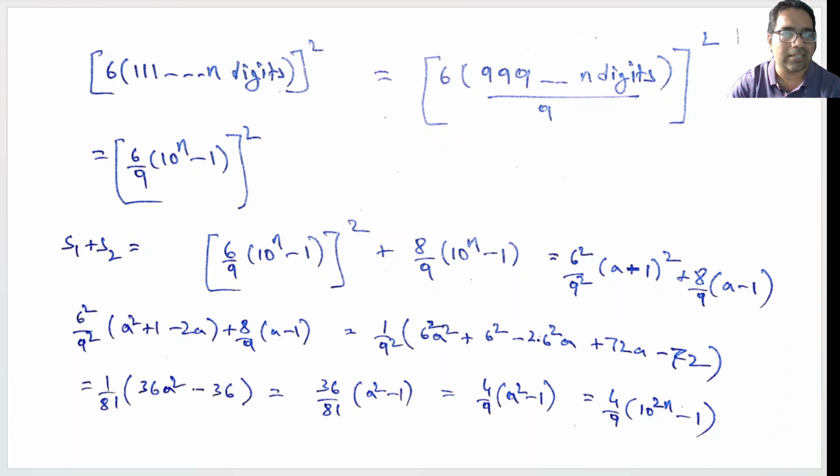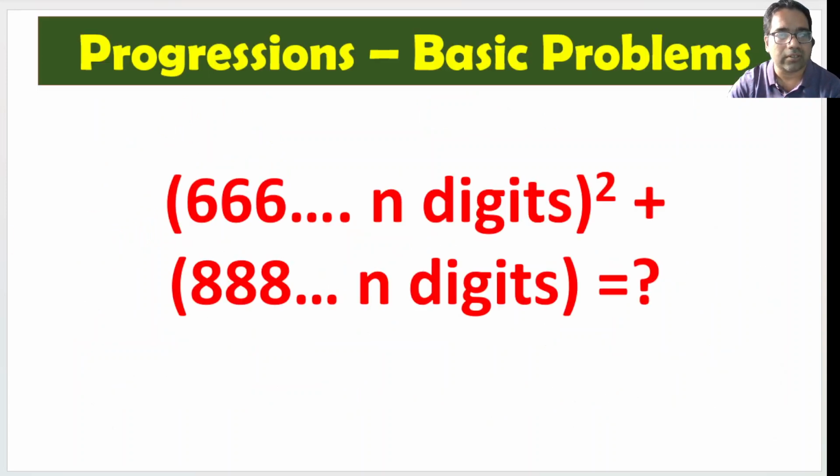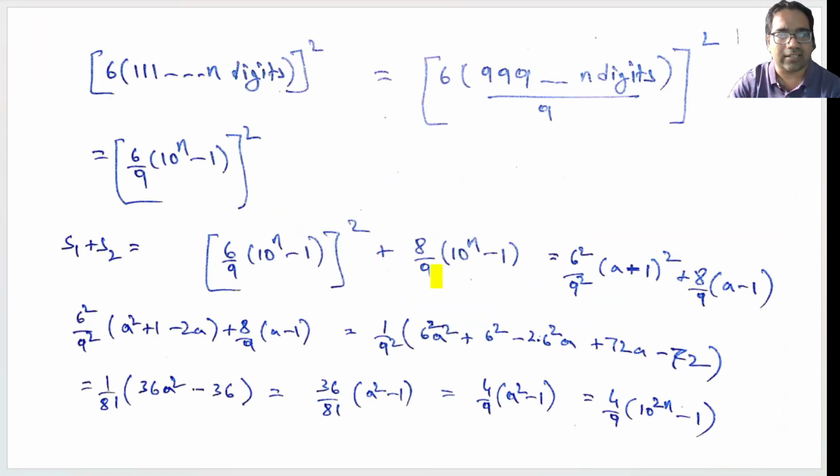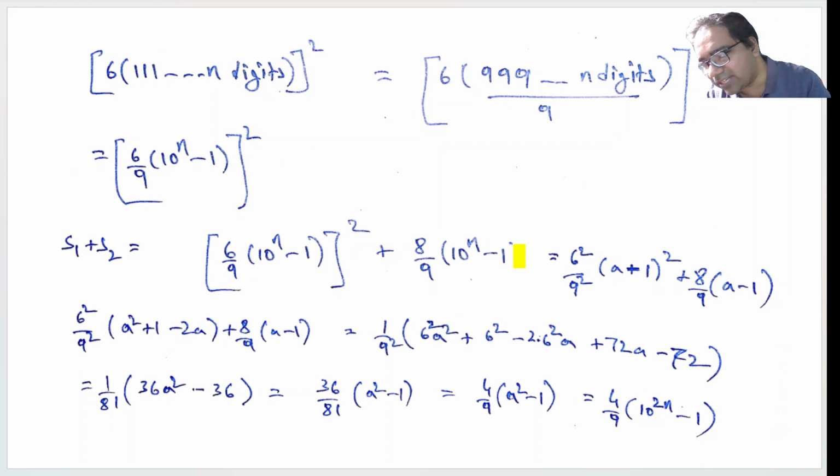What is the second expression similarly? This one is the same. Instead of 6, it is about 8. This becomes 8 by 9 into 10 power n minus 1. That is the second expression. We need first expression square plus second expression. First expression is 6 by 9 into 10 power n minus 1, whole square, plus 8 by 9 into 10 power n minus 1. Let us just open this square and call 10 power n as a, just for simplicity.